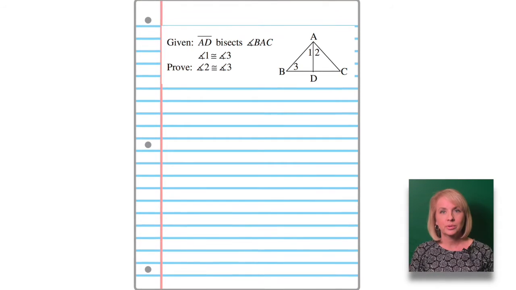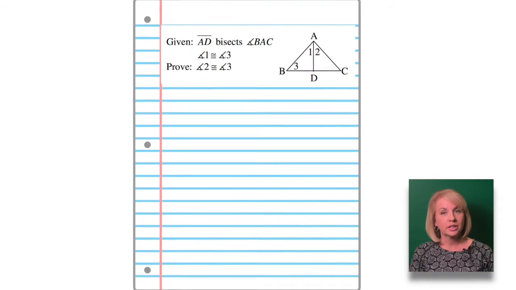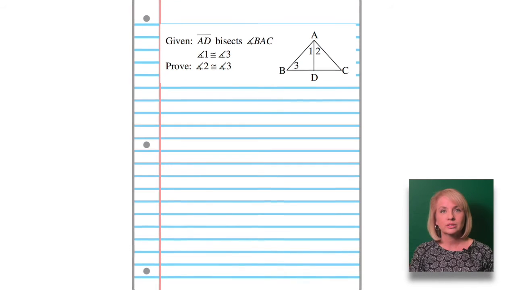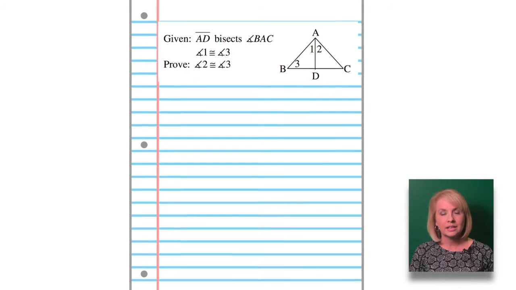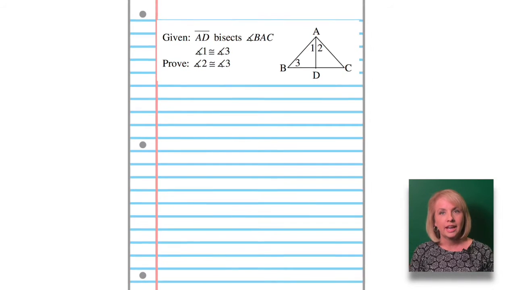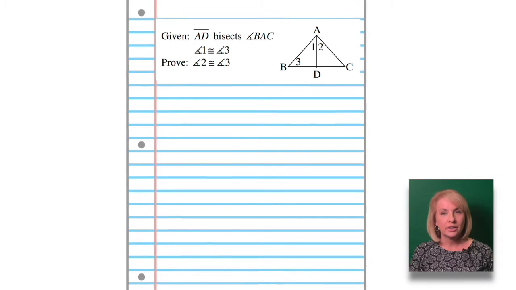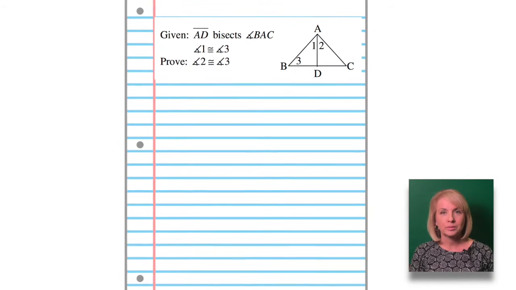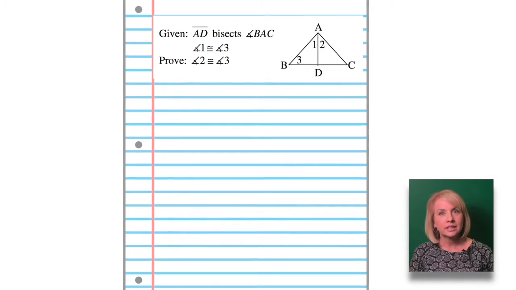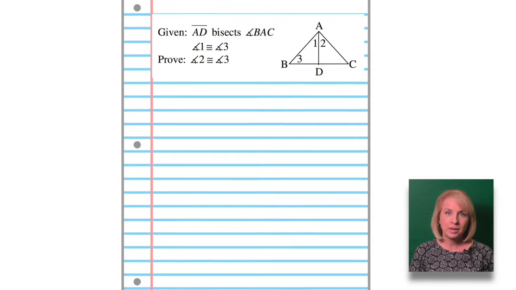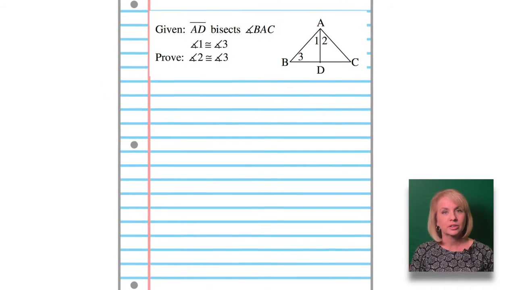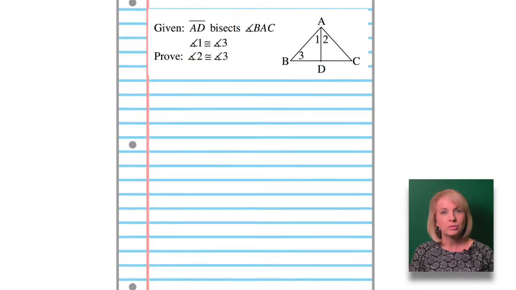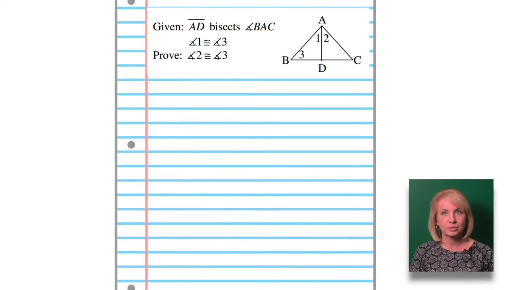In this example, we're asked to prove, based on the given information, that two angles are congruent. Before beginning any proof, we need to analyze the given information and the diagram. If the diagram is not given, we should draw one. When analyzing the given information, I highly recommend that you mark the diagram showing things such as congruent sides and congruent angles. This will help you formulate a plan for your proof.